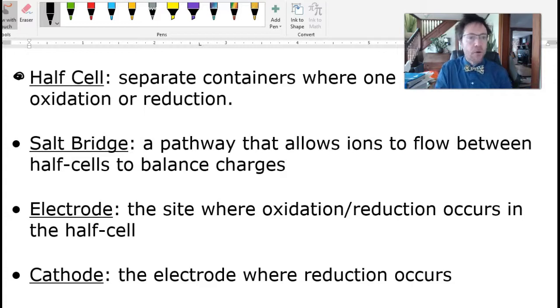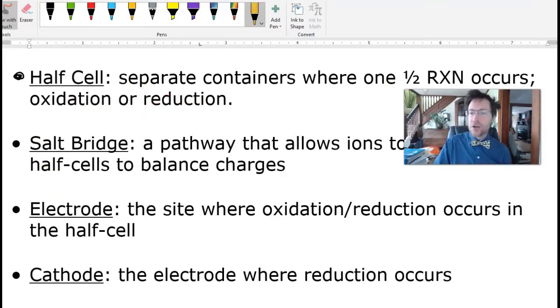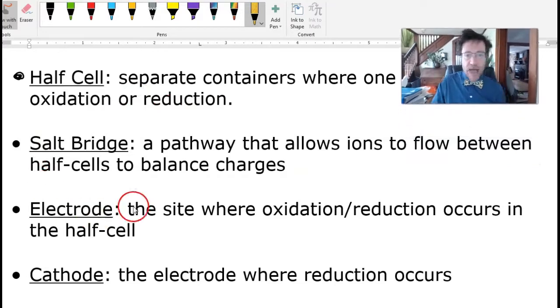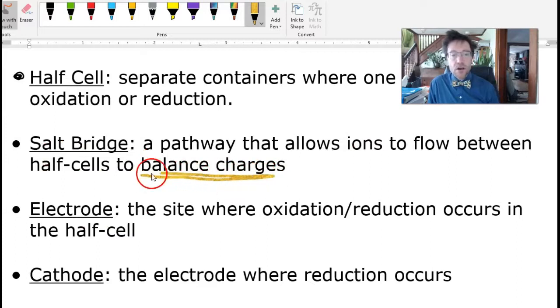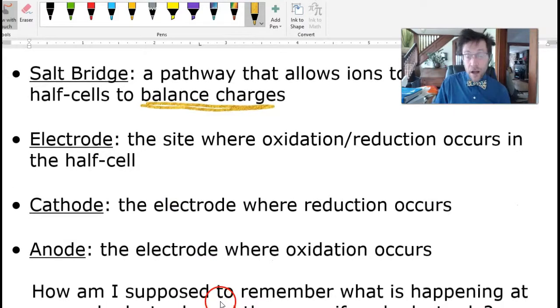Half cell. Like I said before, these are separate containers where one half reaction occurs. It's where either your oxidation or your reduction happens. Easy. Salt bridge. It's the pathway that allows ions to flow between half cells to balance charge. That's the point of the salt bridge. Now the electrode, it's like a hunk of metal, but we don't want to say that because it doesn't necessarily have to be metal. This is where oxidation or reduction occurs inside the half cell.